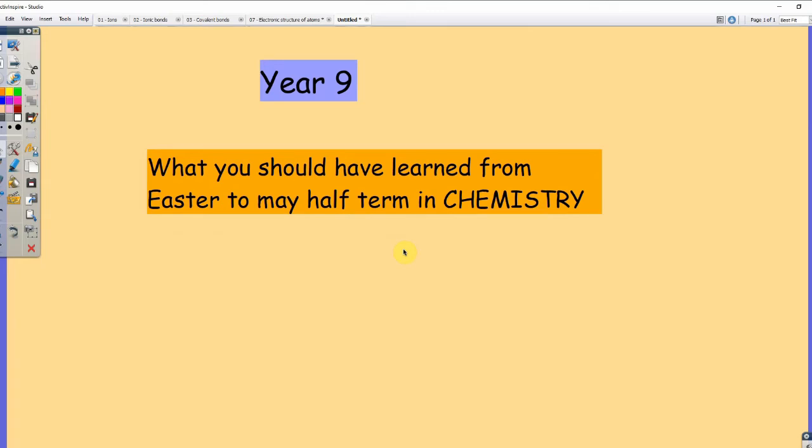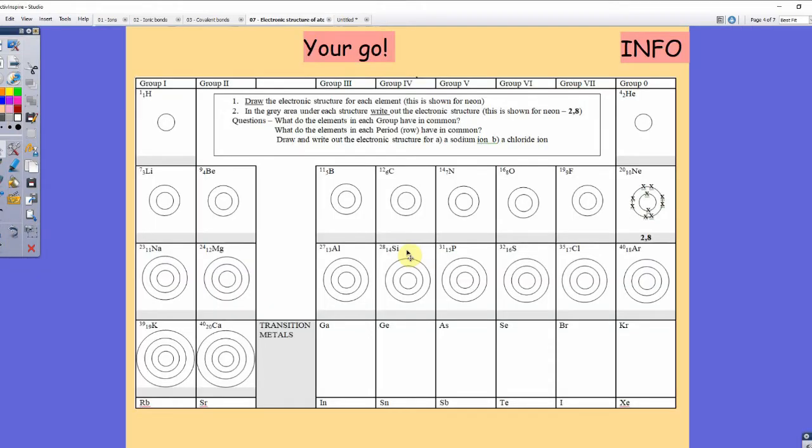In this quick video, I'm just going to go through what Year 9 should have learned from Easter to May half term in chemistry. The first task that I set was to revisit the electron structures, which you should have done just after Christmas, and it's where the electrons fit in different shells around each nucleus for different elements.